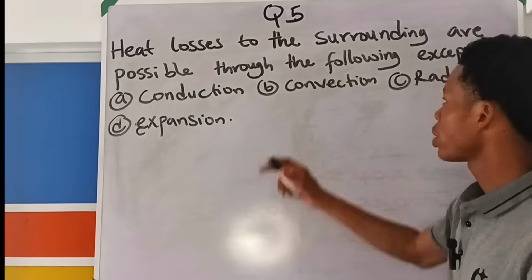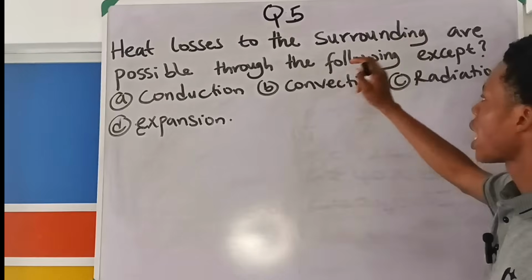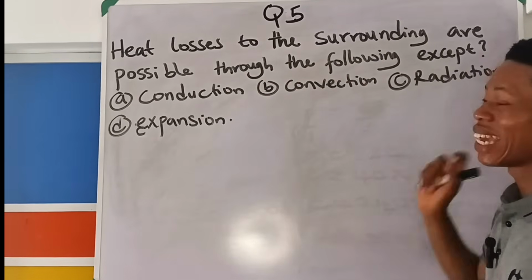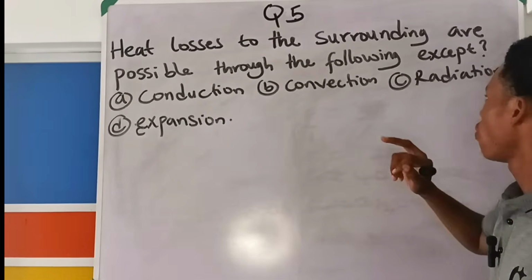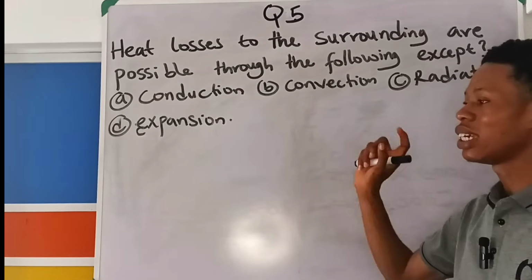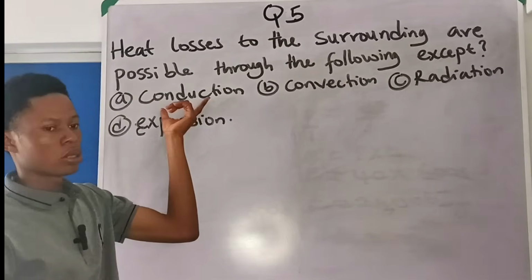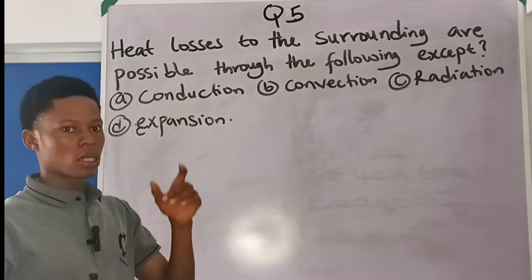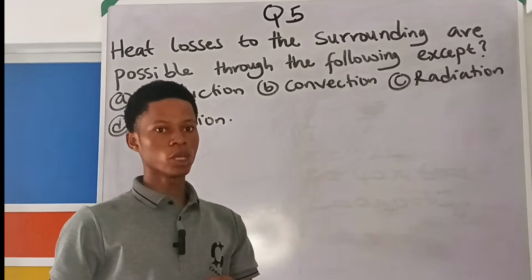All right, my friends, let's look at question 5. Heat losses to the surrounding are possible through the following except dash. A. Conduction, B. Convection, C. Radiation, and D. Expansion. Now, conduction, we are looking at heat transfer through either a solid or a liquid.